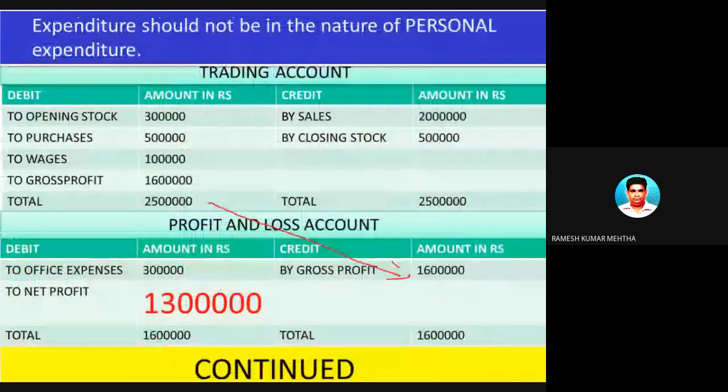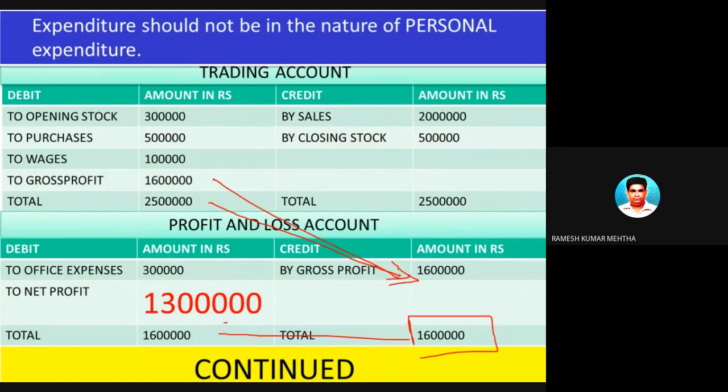Okay. So the gross profit is 16 lakhs, correct? This is 16 lakhs. Carry forward. These two expenditures, which are personal in nature, the school fees of the son and the maid servant salary, were removed. And then I came to know that the profit is not 7 lakh rupees as shown earlier, which was a mistake. The profit is 13 lakh rupees.